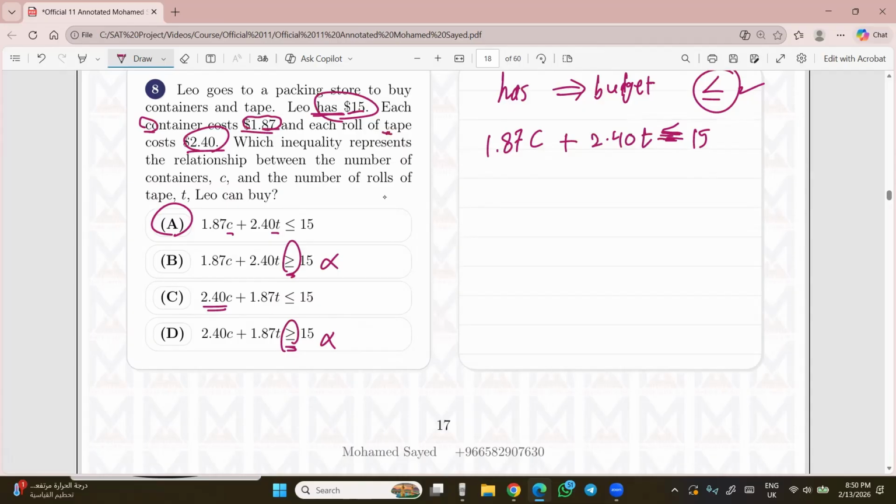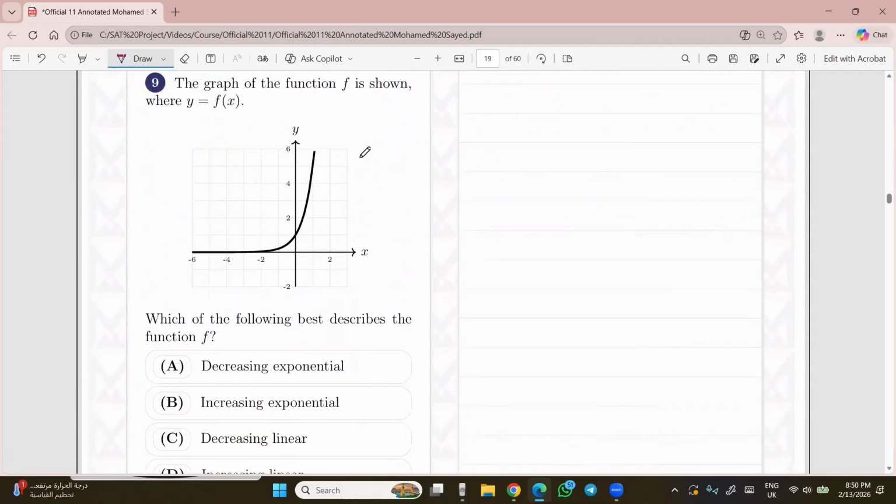Sorry, 1.87 with the tape and 2.40. So yeah, each container C is 1.87. So 1.87 is always associated with C, not with T. So answer letter A.